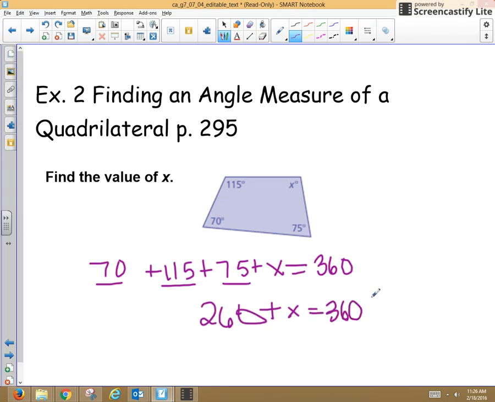Isolate the variable x, so subtract 260 from each side. Cancels out. Subtract 260 here, and you will find that x is equal to 100 degrees. And if you notice, it's an obtuse angle, and so 100 degrees does seem reasonable.